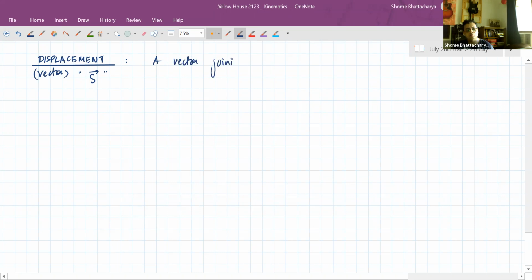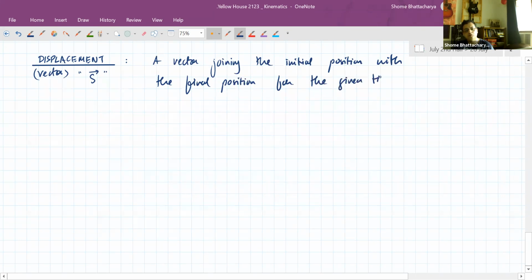Okay, so the displacement is a vector joining the initial position with the final position for the given time interval. If we don't know what time interval we are talking about, then the term displacement doesn't make sense. For a moving object, if I just say what is the displacement, it doesn't make sense. We have to specify the displacement from what time to what time. So it's always for a given time interval.